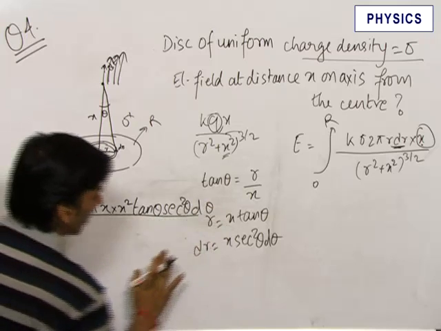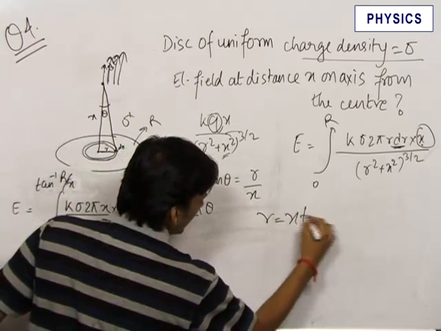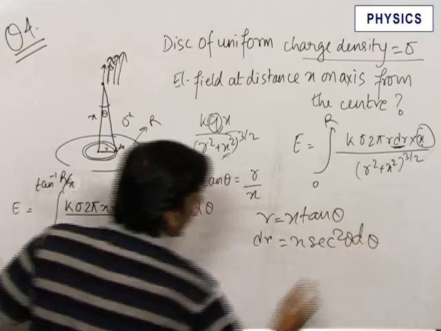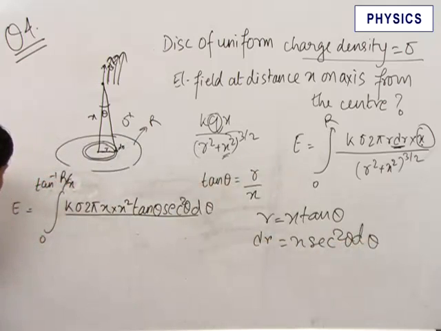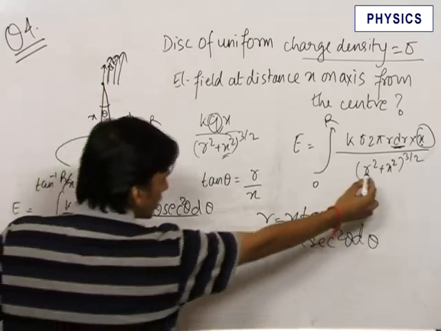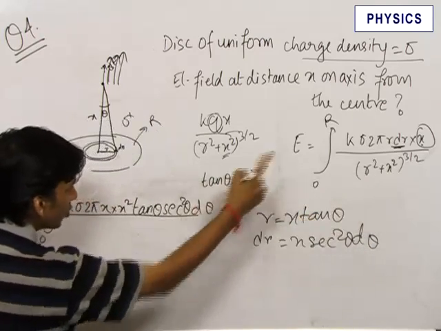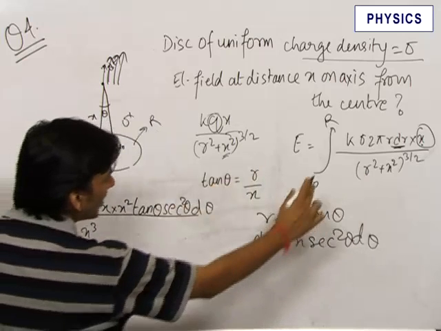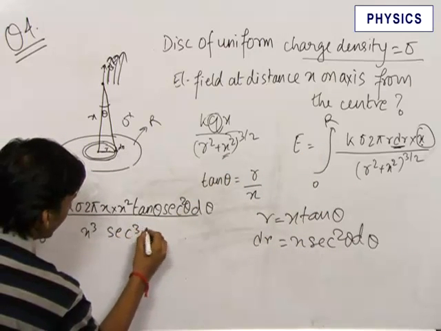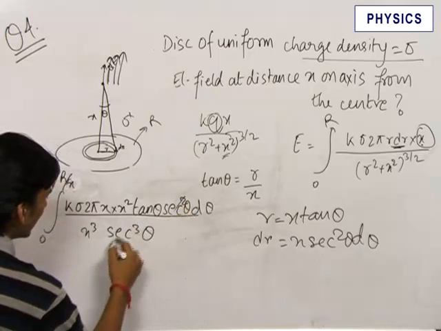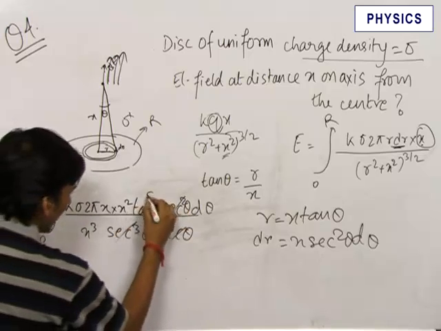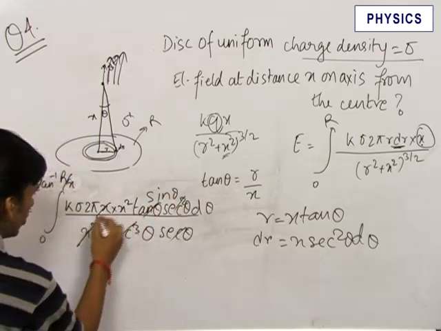upon R square plus X square raised to the power 3 by 2, where R is equal to X tan theta and dr is equal to X sec square theta d theta. So R square becomes equal to X square tan square theta. So X square comes common here. So X square raised to the power 3 by 2 becomes X cube. 1 plus tan square theta becomes equal to sec square theta. Sec square theta raised to the power 3 by 2 becomes equal to sec cube theta. So we cancel sec square theta and a sec theta remains here. Cancelling this, we get sin theta. This x cube gets cancelled.